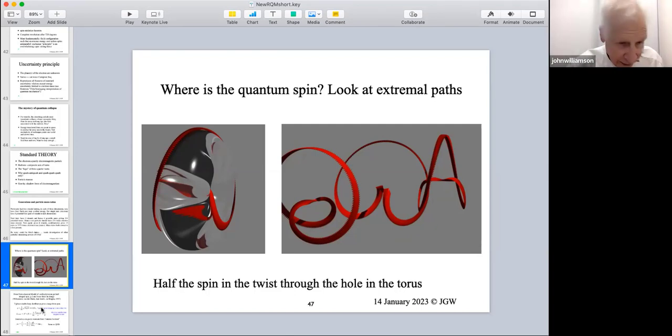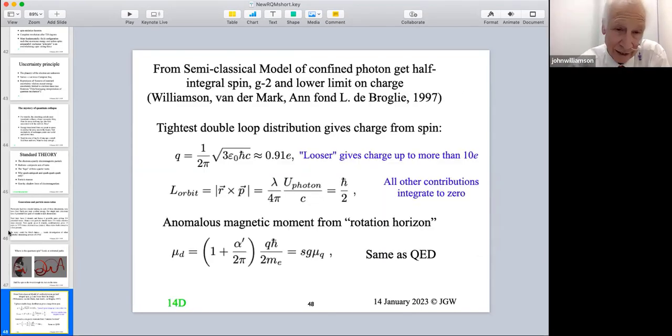Doing an estimate of that, for the tightest double loop, you get 1 over 2 pi root 3 times the square root of epsilon 0 h bar c. This calculation is done in the 97 paper, which is about 0.91e. If you go looser, it gives a charge up to more than 10 electron charges. What about the spin? Well, spin's exact. The spin reduces down to just the stuff around the eye of the torus, which is h bar over 2. All the other contributions integrate to 0.